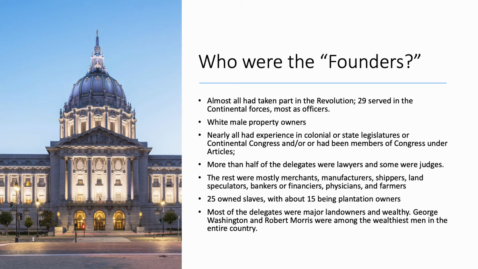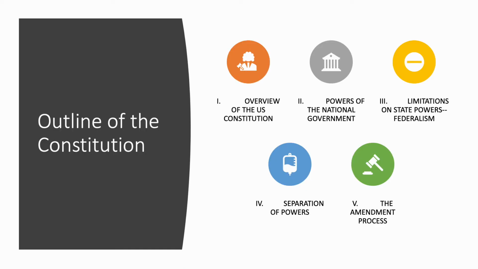So we have 25 who enslaved human beings, and 15 of them who actually owned plantations. Most of them were either major landowners or quite wealthy, or both. George Washington and Robert Morris, for example, were among the richest men in the entire country. So now that's the background. That's who they were. A lot has been written about them. Charles Beard's book, An Economic Interpretation of the U.S. Constitution, goes into it in great detail.